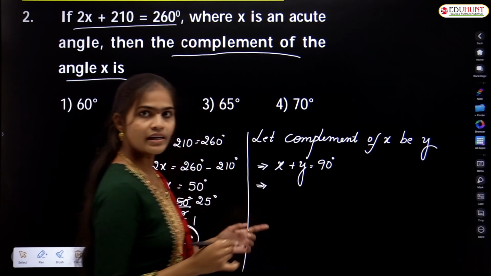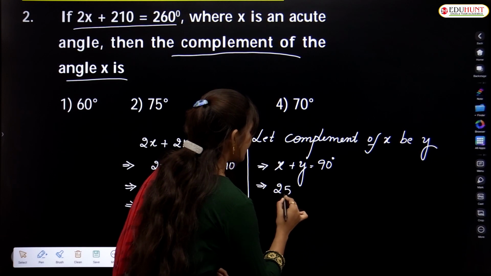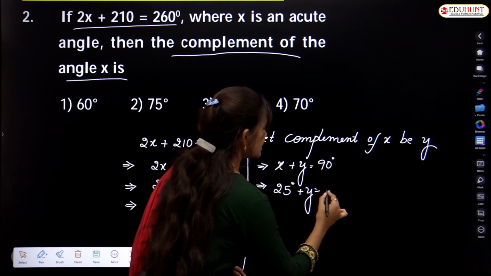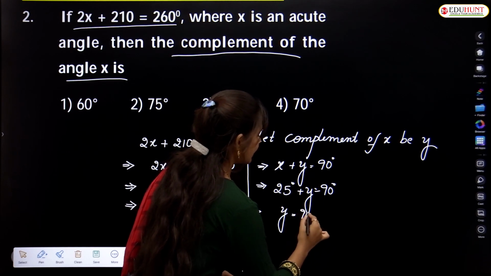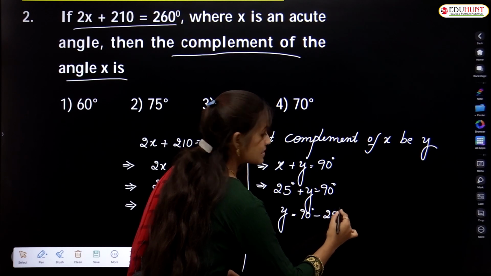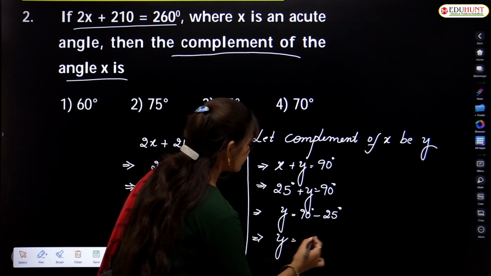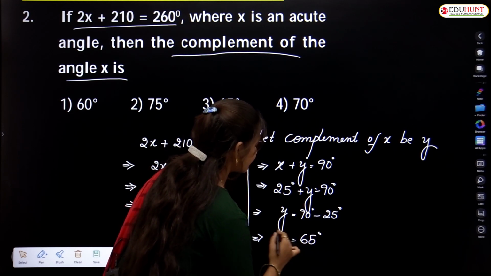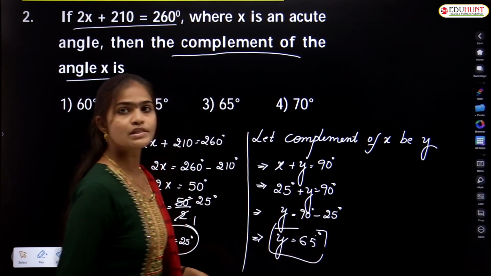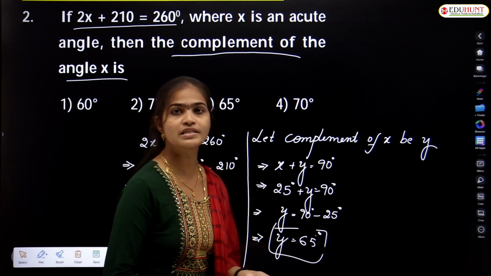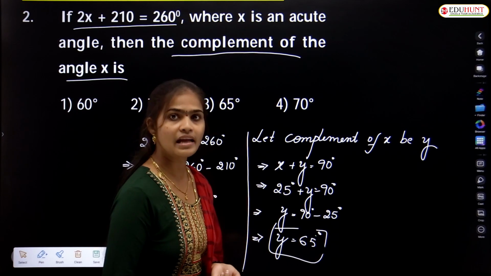Clear? So already we know the value of x here. What is the value of x? 25 degrees. So substitute x equals 25, 25 plus y is equal to 90 degrees. So y is equal to 90 degrees minus 25 degrees. So we will get y is equal to 65 degrees. Check: 65 plus 25 is equal to 90 degrees. So again we get x plus y is equal to 90 degrees.